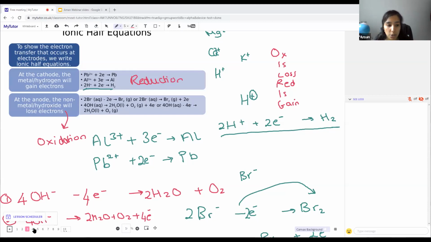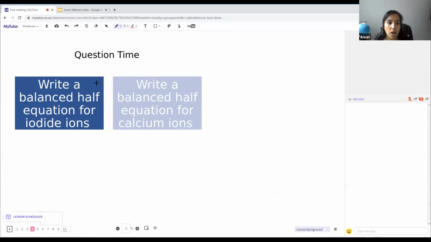Great, okay, so let's do 2 examples. So write a balanced half equation for iodide ions. I'll give you a minute or two to think about that. So iodide ions, remember, they are non-metals. Where do they go? What's going to happen? Are they going to gain or lose electrons? And what's going to be produced? And then try and balance it. So iodide ions, they're a halogen, so they form I- ions.